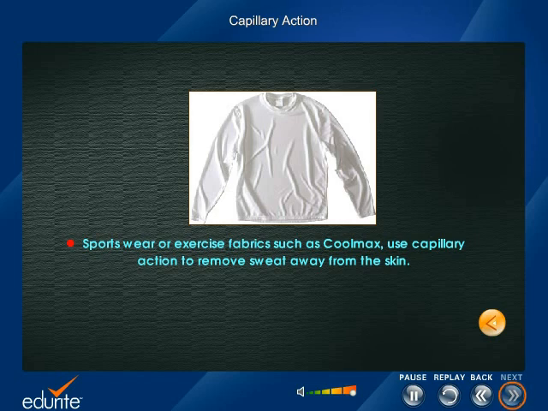Sportswear or exercise fabrics such as Coolmax use capillary action to remove sweat away from the skin.